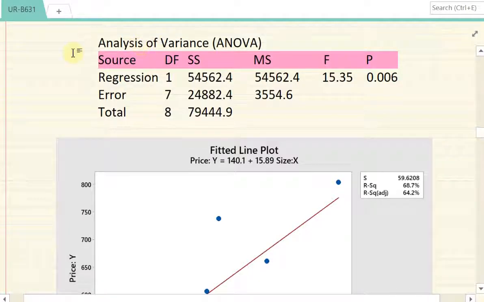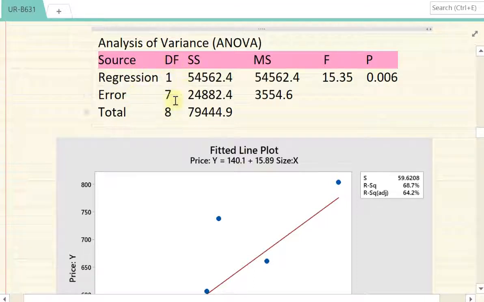So in this ANOVA, the source of variation. Remember, an analysis of variance is a partitioning of total variation in the dependent variable. So here we have regression, and then we have error, the source of variation, and I'll explain these sources in a minute, why it is done this way.